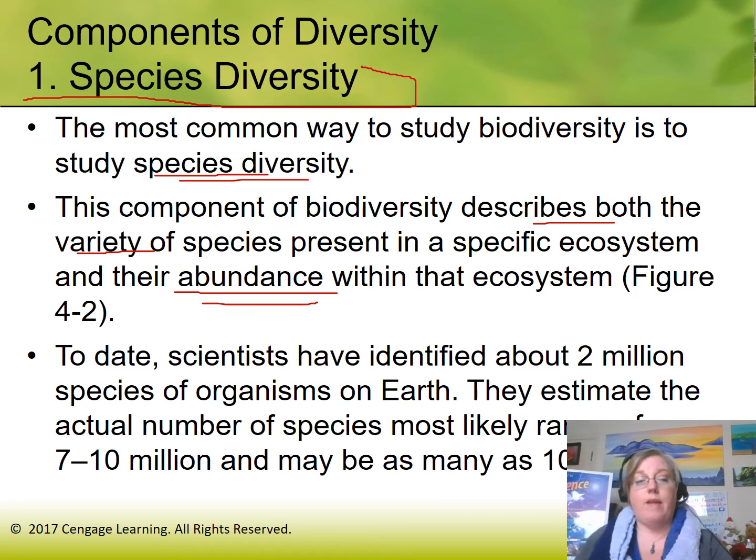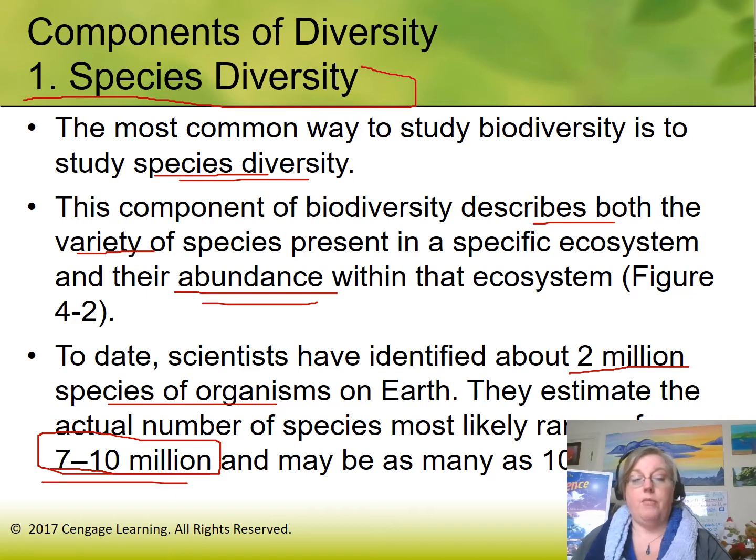To date, we have about 2 million types of organisms on Earth that we know of. 2 million. And there's probably a lot more that we haven't discovered yet. And so we think it's maybe closer to 7 to 10 million if we can finish discovering them before we drive them all extinct.